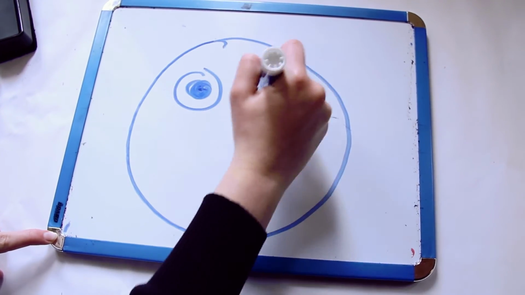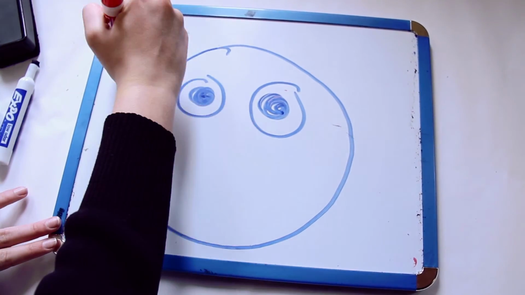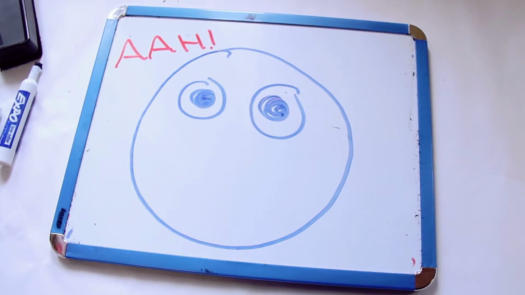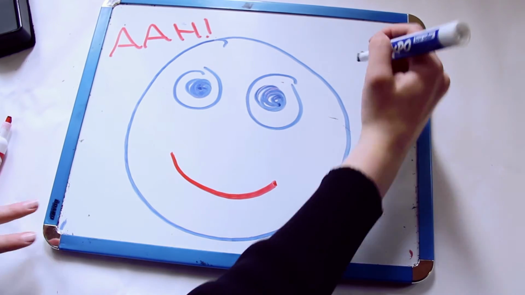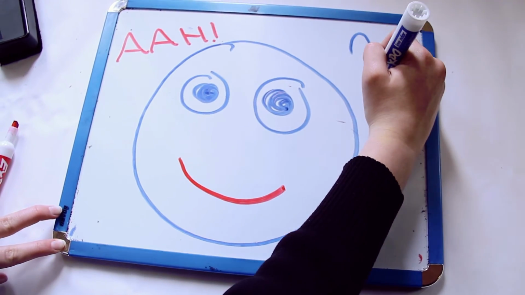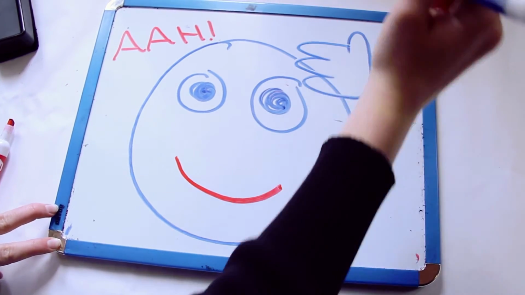Next time your pupils dilate or you jump after someone tries to scare you, realize it is only a result of a signal being sent through tiny strands branching out through your entire body.